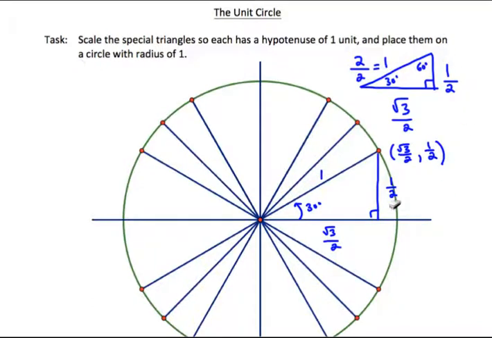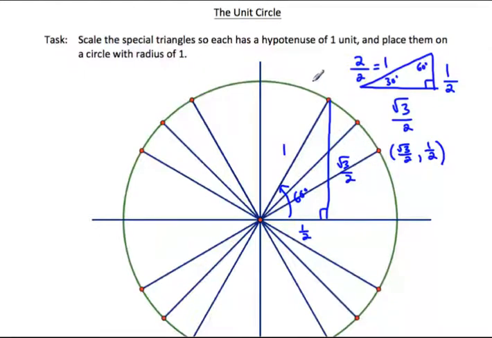Now let's erase some of this to keep things from getting too busy. And let's say that this angle now is 60 degrees. If this is 60 degrees, then we have another 30, 60, 90 right angle triangle here. Now again, if this is a hypotenuse of length 1, then this time this is my side length of 1/2, and this is my side length of root 3 over 2.